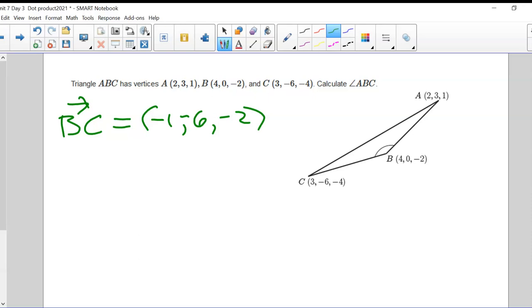You take the components and subtract them, but in the right order. As you heard earlier on, it is head minus tail. The head of the vector is at C. So take each of these components that I'm pointing to now and subtract the B component. So 3 minus 4, then -6 minus 0, then -4 minus 2. Okay? All right. So there's my BC vector.